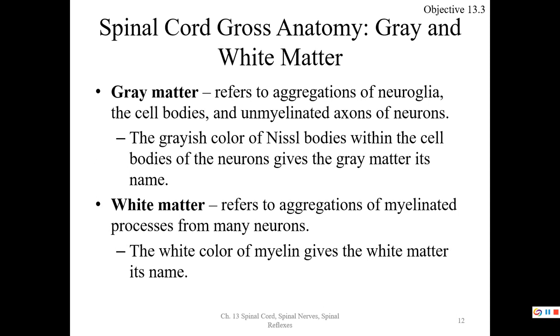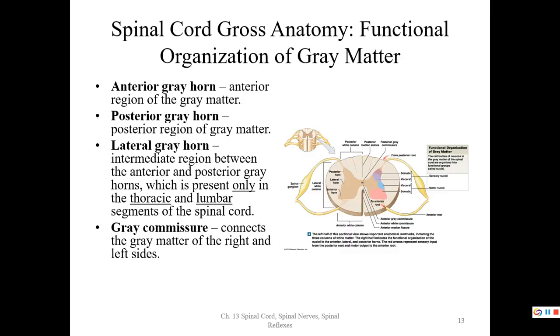Now white matter. These are myelinated axons. The white color comes from the myelin, which gives white matter its name. Okay. Now there are gray horns.